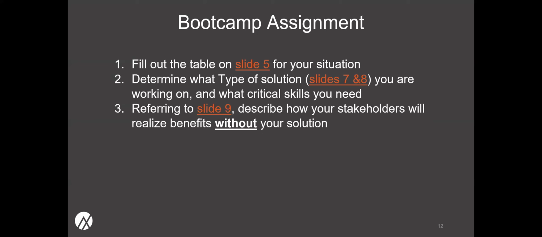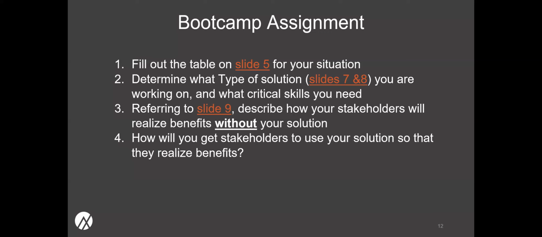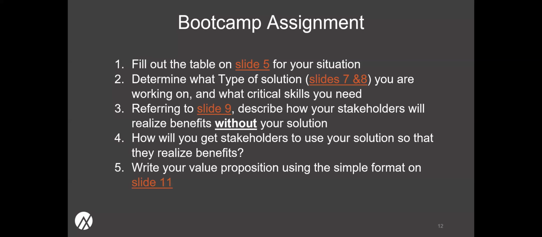Going back to slide 9, we want you to describe how your stakeholders will realize benefits without your solution. Because if they have a way to realize it without your solution, you have a big hurdle because you're competing against the status quo, and that's not good. And then how will your stakeholders use your solution so that they realize the benefits? Remember, we want the verb. How will they use it? What's the action they'll take? And then lastly, just given that little example we did on slide 11, just write out your value proposition, and we'll use this as a starting point for Saturday.